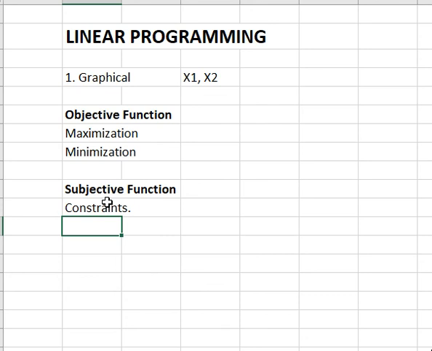Kapag nakapag-formulate na tayo ng objective functions and subjective functions, we could graph it or we could create a simplex model to solve and to get the optimized value. But, ibig sabihin nun, pag hindi nyo nagawa ng ayos yung objective function and subjective function, it would be far more difficult for you to solve the problem. Yeah. Let's start creating and let's have an example.